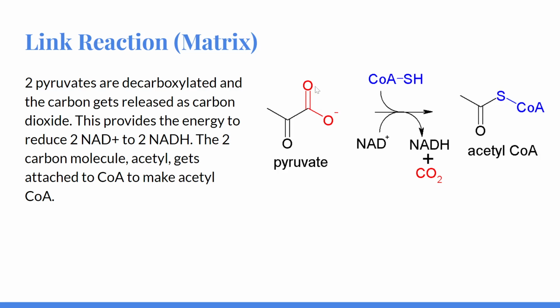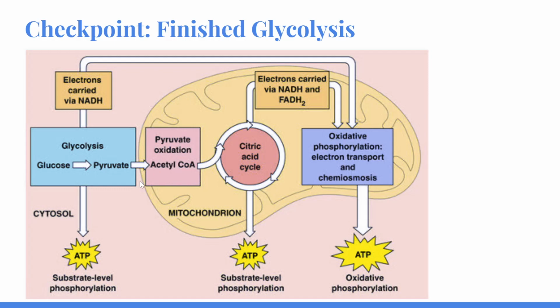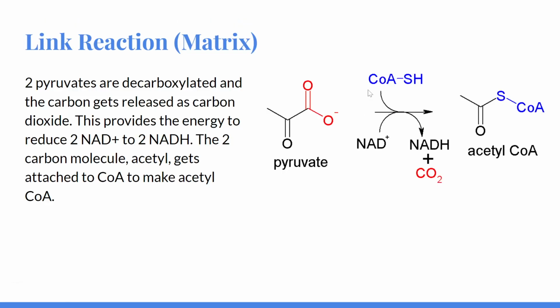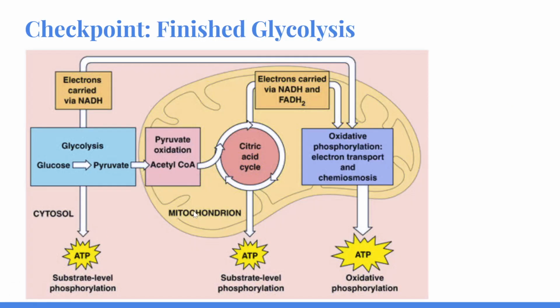This is where part of the carbon dioxide comes from as a waste product in respiration. During this is going to be your pyruvate oxidation with acetyl-CoA. You do need to know acetyl-CoA. This provides the energy to reduce 2 NAD plus to 2 NADH. This NADH, remember, is going to be a high energy molecule because you have energy and electrons and hydrogen stored here. So NADH is a product we want to have. And then the 2-carbon molecule acetyl gets attached to CoA to make acetyl-CoA. Acetyl-CoA is going to be an important part in the citric acid cycle.